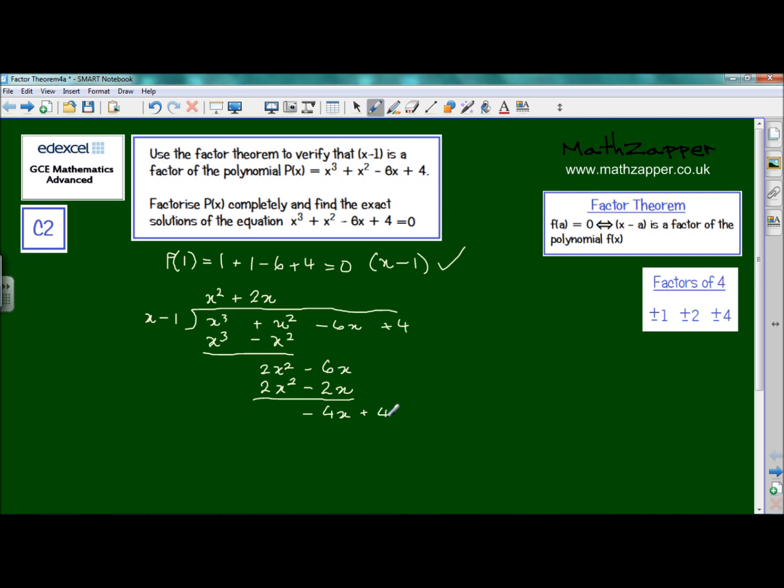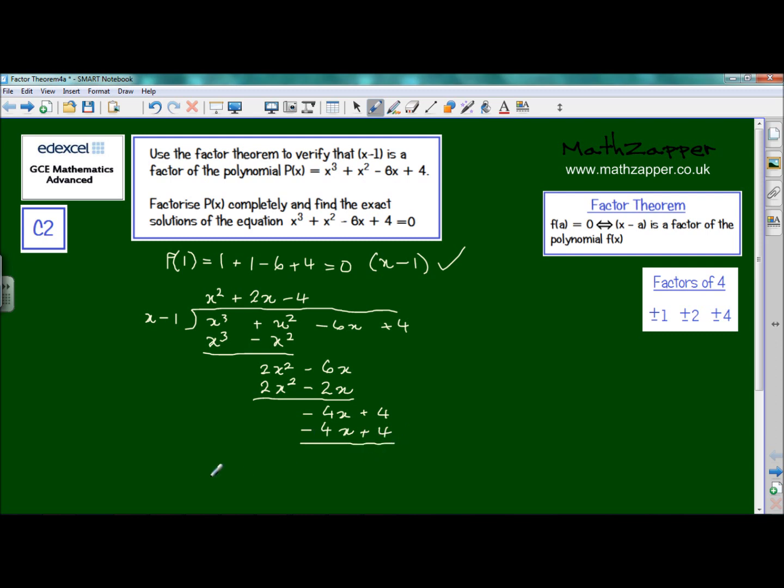Start the process off again. What do we multiply x by to get minus 4x? We multiply it by minus 4. Minus 4 multiplied by x is minus 4x. Minus 4 multiplied by minus 1 is plus 4. And we can see that when we subtract the bottom line from the top line, we're left with no remainders.